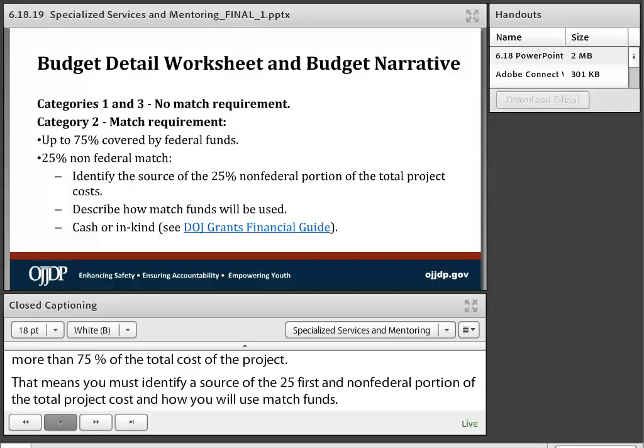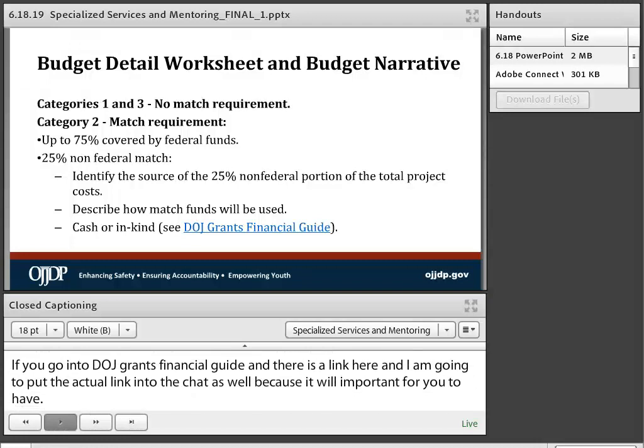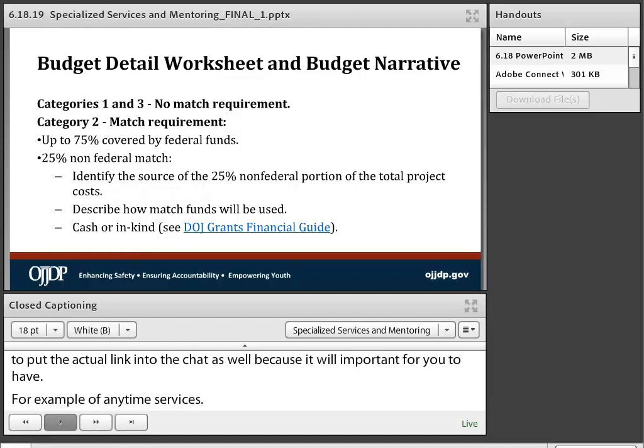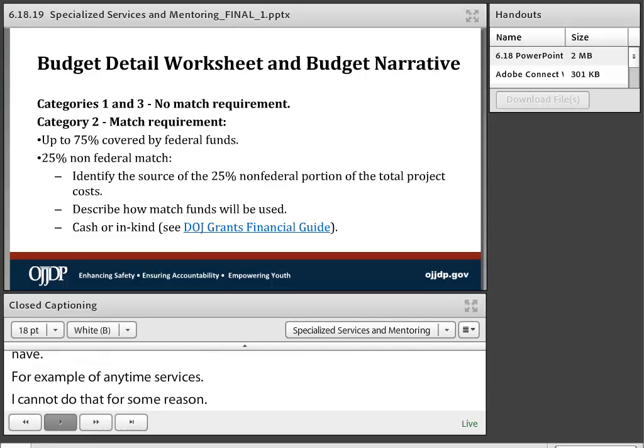I'm going to put the actual link into the chat as well, because I think it's going to be important for you all to have, for example, of in-kind services. Throw that in there real quick. Actually, I can't do that for some reason. All right, I'll make sure that I get it to William and that we get this actual link to the DOJ Grants Financial Guide. So this really details, gives you the formula, and there's an example of the formula within the solicitation too. But look closely at that as you're doing your budget.